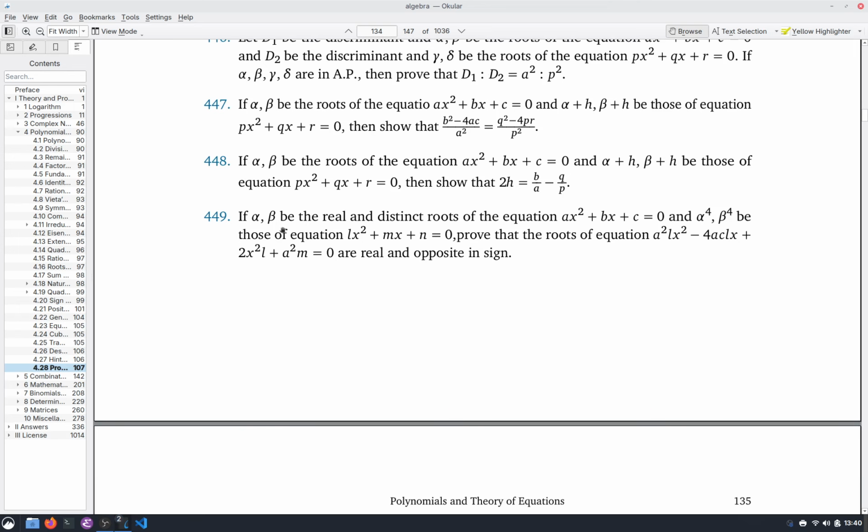Question 449 says that if alpha, beta be the real and distinct roots of the equation ax squared plus bx plus c equals 0, and alpha to the power 4, beta to the power 4 be those of the equation lx squared plus mx plus n equals 0, prove that the roots of the equation a squared lx squared minus 4ac lx plus 2c squared l plus a squared m equals 0 are real and opposite in sign.